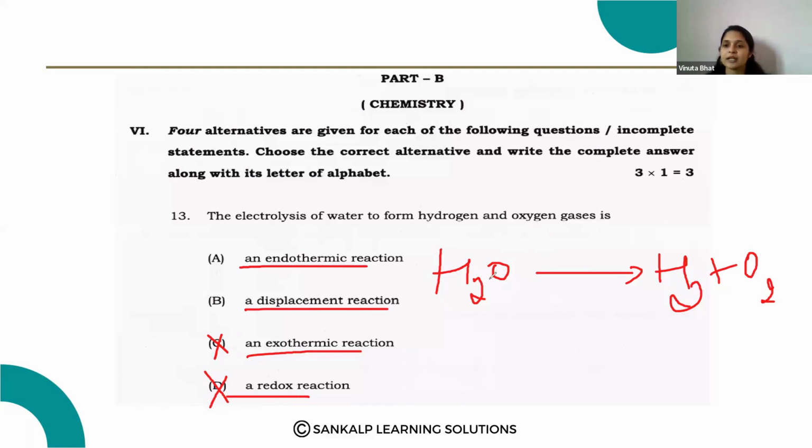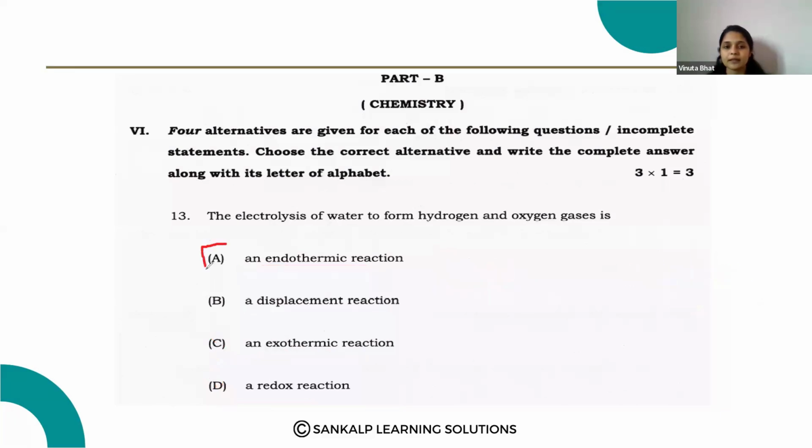What is an endothermic reaction? In an endothermic reaction, the energy is absorbed in the form of heat, electricity or light, and that energy is used to break down the reactant. Here electricity is used to break down the reactant. Hence it is the endothermic reaction. The correct option is option A, that is endothermic reaction.